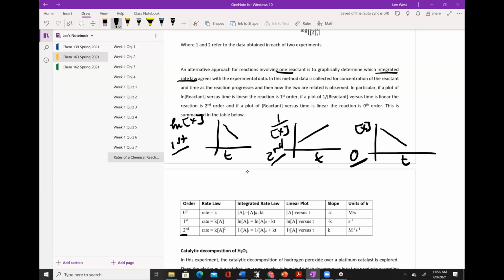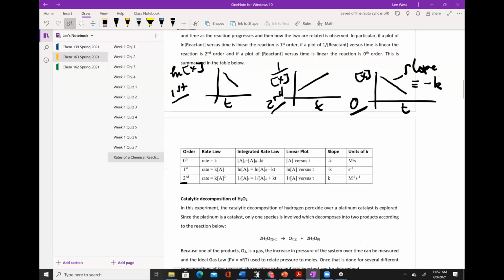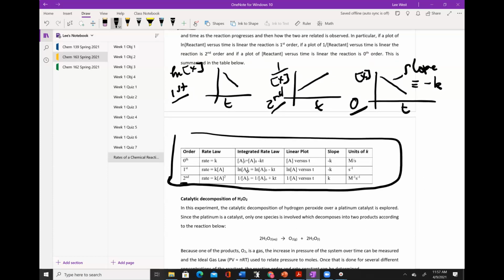Now, what's also cool is not only does this tell you the order of the reaction, but you can also get the rate constant, because the slope is equal to, in this case, minus k. The slope is related to k. So by making these 3 plots of one single experiment, we get both the rate constant and the reaction order, which is really cool. That's a nice, simple way of doing it.